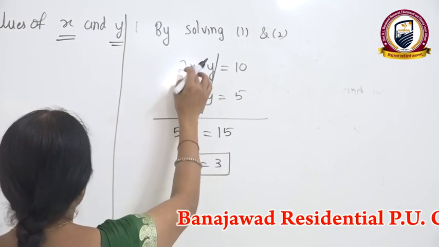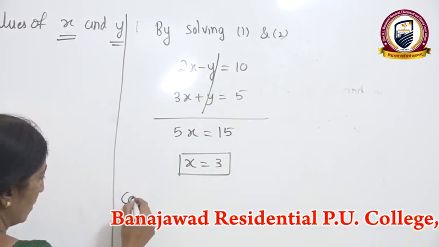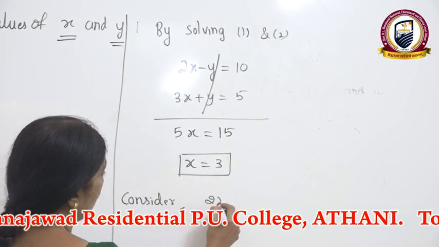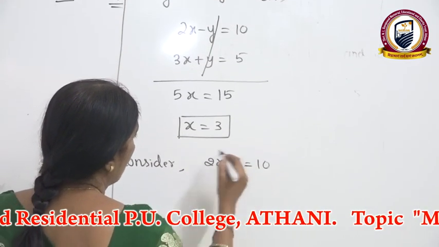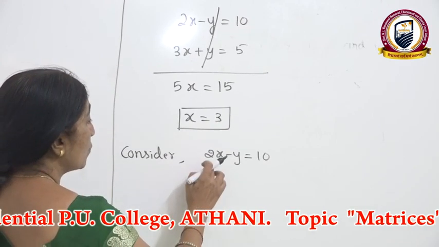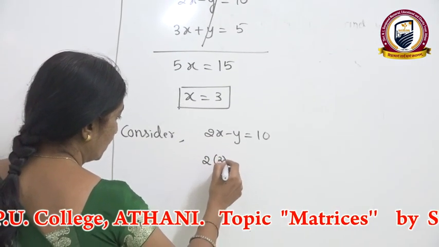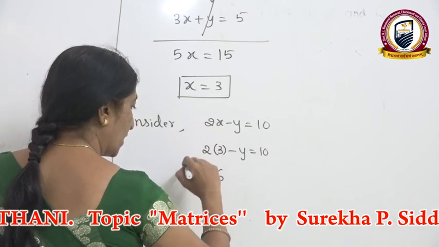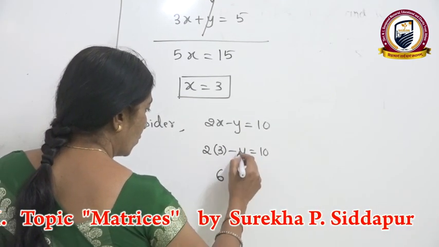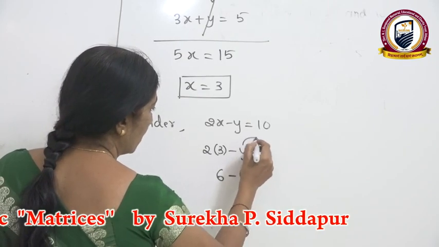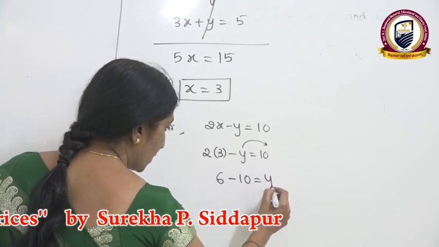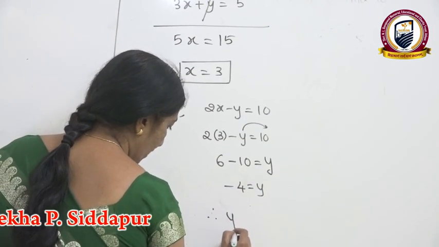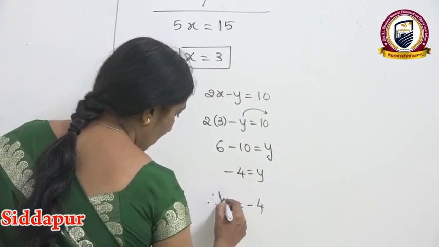After that, consider any one of these equations. It is not necessary to write the first; you can write the second also. After writing the first one, substitute the x value. x is 3. So it is 6. I am taking 10 to this side. Minus 10 is equal to, taking minus y to that side, when you take minus y it becomes plus y. So it is minus 4. Then tell me, what is the y value? y is minus 4.